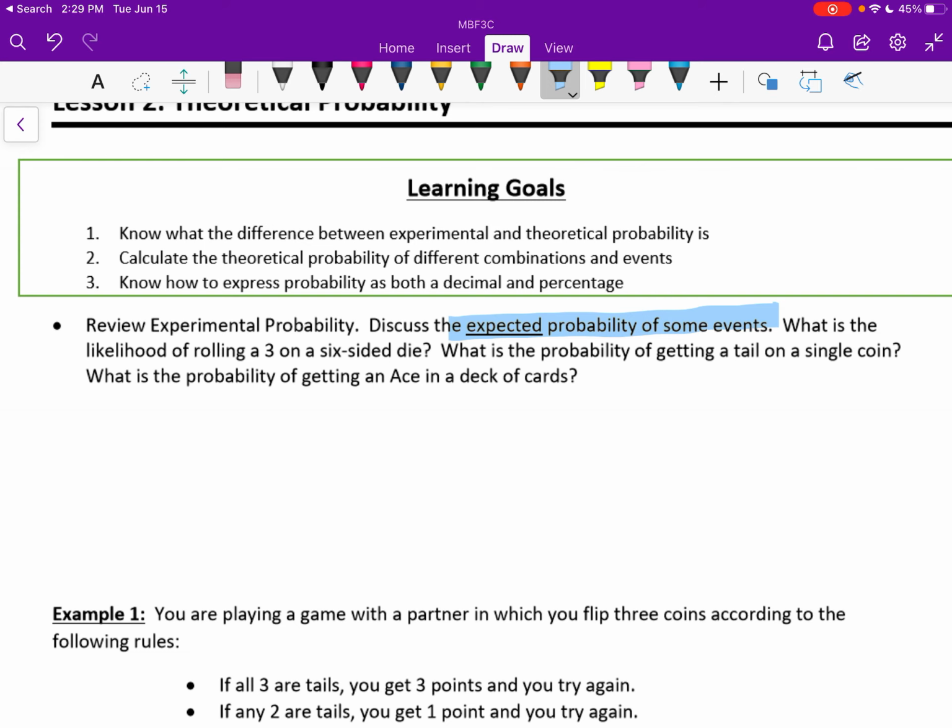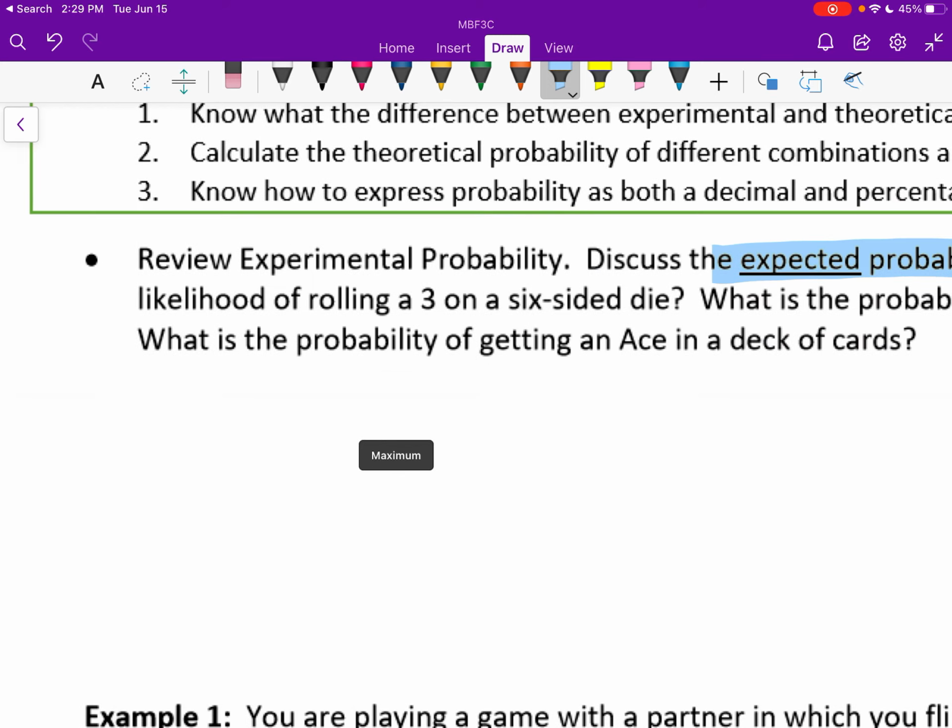So in this situation, what's the likelihood of rolling a 3 on a 6-sided die? If we think about it, there's only one face that has a 3, and there's 6 options. So we know for a fact that there's a 1 in 6 chance that I'll roll a 3, or 16%, right? Or 0.16.